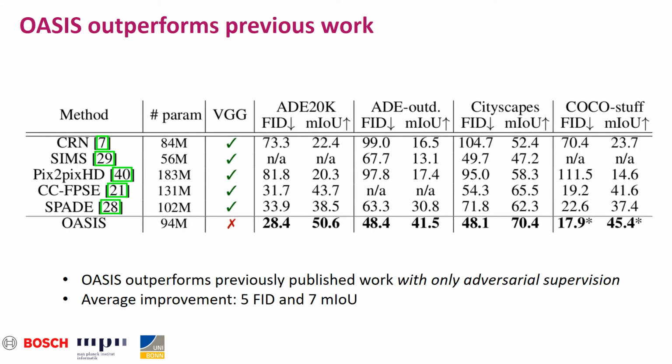The main result of our modifications is a new state-of-the-art for semantic image synthesis. On average, we achieve an improvement of 5 FID points and 7 MIOU points with adversarial supervision alone. The FID score measures image quality, while the MIOU measures the alignment with the ground truth label map. The improved alignment with the label maps is a consequence of using the label maps directly as targets. For an in-depth quantitative analysis of the components of our model, we refer to our paper.